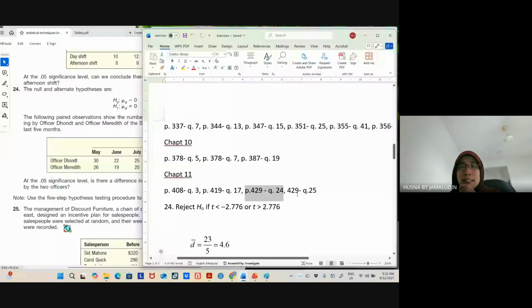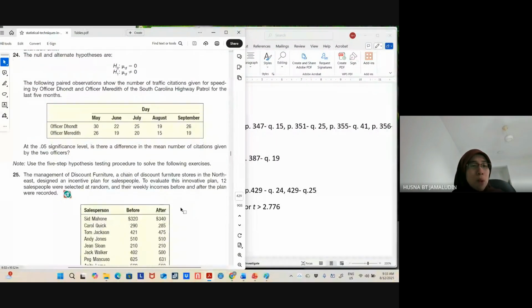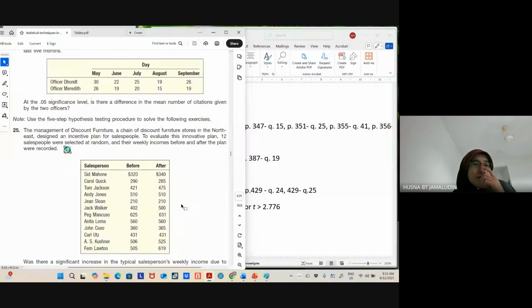The next question is, we are almost done, page 429, question 25. Question 25, just down there. Remember, for dependent you have two scenarios. The first example gave you the first scenario. The second example is the illustration of the second scenario.